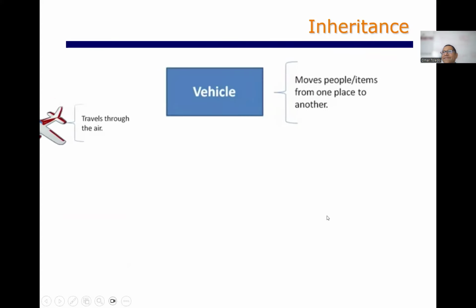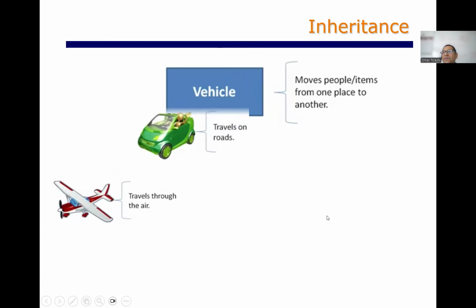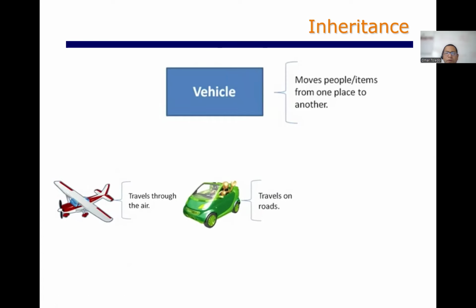A car moves people and items from one place to another, right? But it has something specific: it travels on roads. Okay. What about the choo-choo train? It moves people and items from one place to another. Same concept, same thing. And what is unique for the train? It travels on rails.